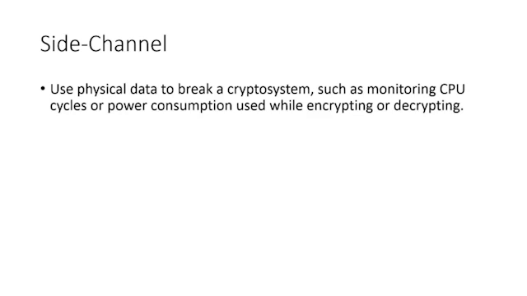And then side channel. This uses physical data to break a crypto system, like monitoring the CPU cycles or the power consumption used while it's encrypting or decrypting that particular data.